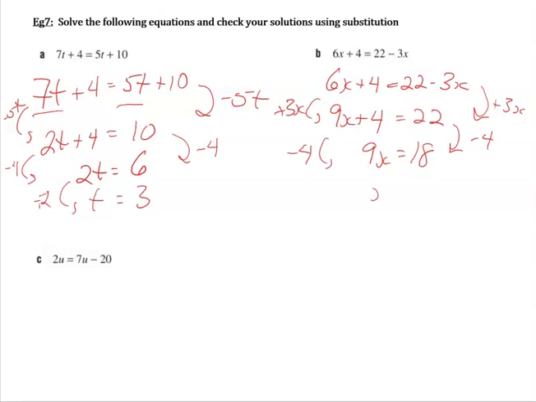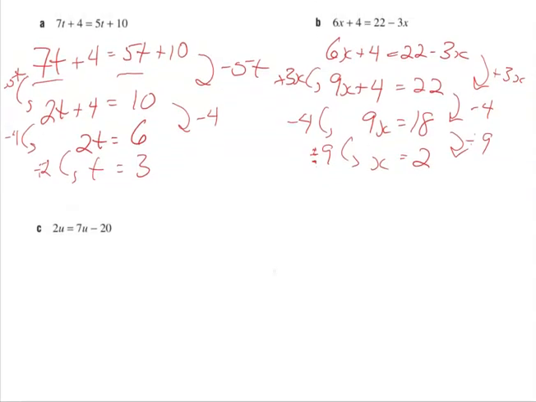And as I've said to you before, look at that. If it comes out clean, you've got a pretty good chance. So that's a divide sign. Divide by 9. You've got a pretty good chance of saying, yeah, I'm pretty confident x equals 2.